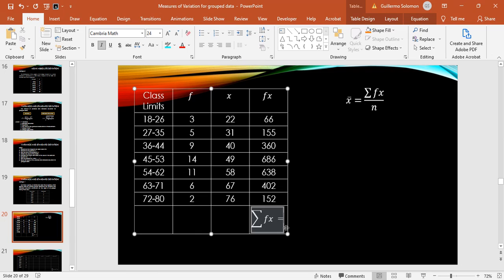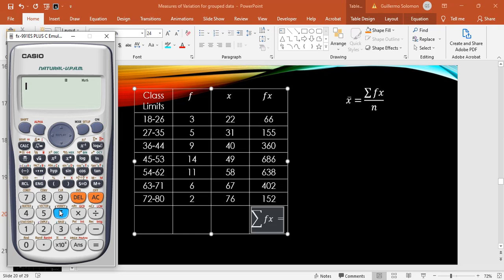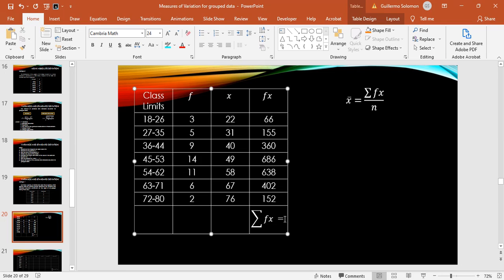Okay, after we get the products, let us now add yung natira natin product. Okay, the summation of fx. Okay, so 66 plus 155 plus 360 plus 686 plus 638 plus 402 plus 152 is equal to 2,459.